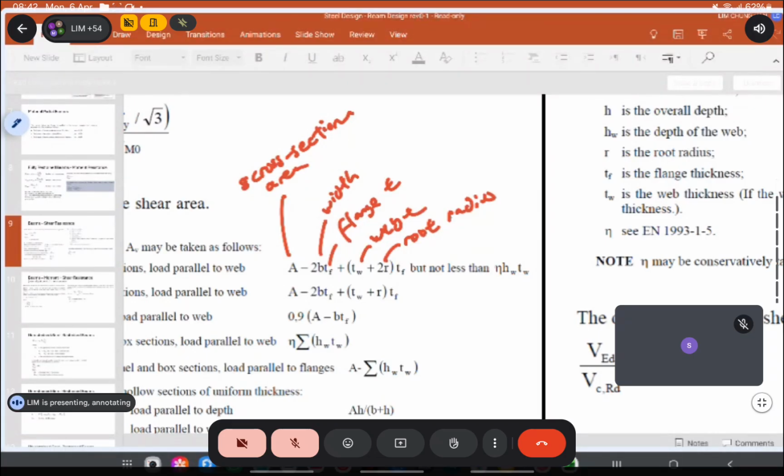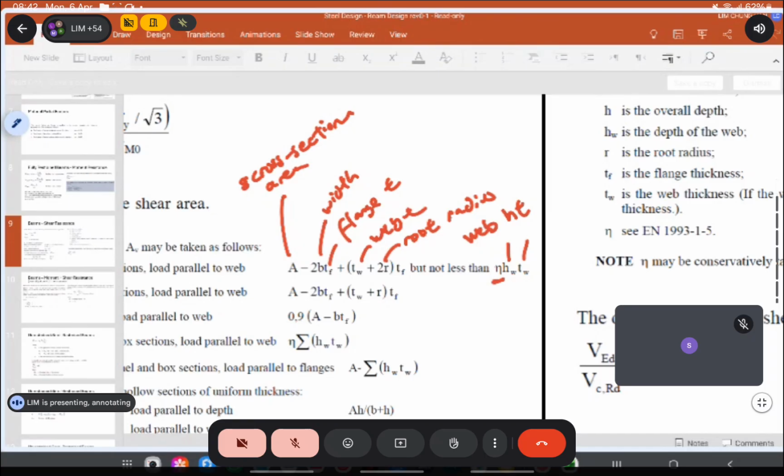The only thing that's not there is the N value, and HW and TW. TW is the web thickness. HW is the web height. So the web height is the total beam height minus the flange thickness minus the root radius.